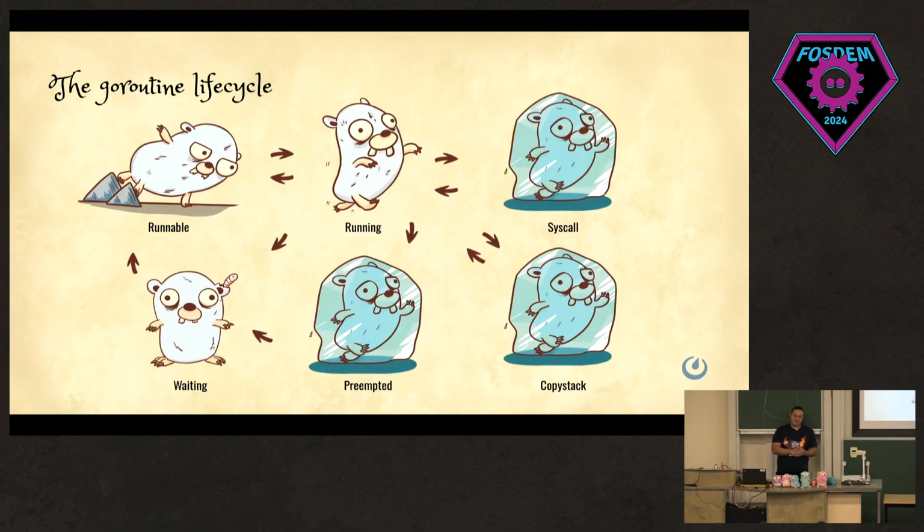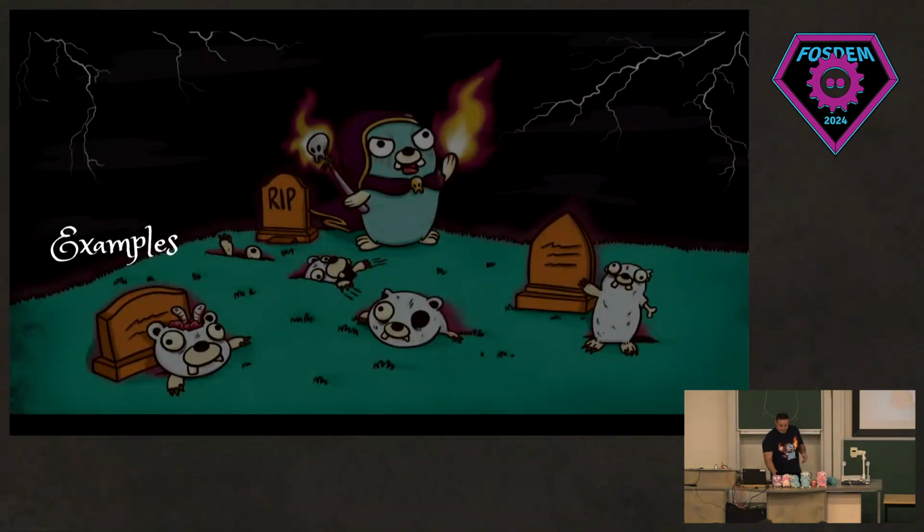So again, this is the whole life cycle: runnable, running, syscall, waiting, preempt, copy stack. Now all these states should be more obvious or more clear to everybody. There are also some other similar or parallel states related to the garbage collector. This is again a bit of a simplification, but in general this is the kind of states that you have in the goroutines. So let's see some examples.